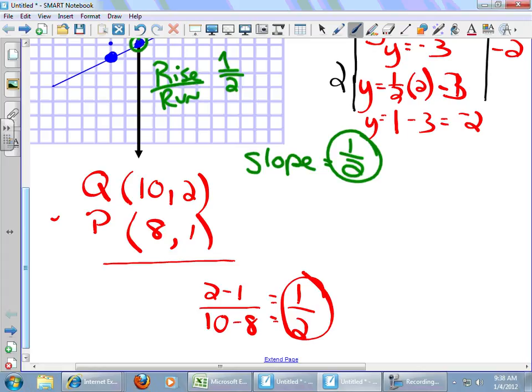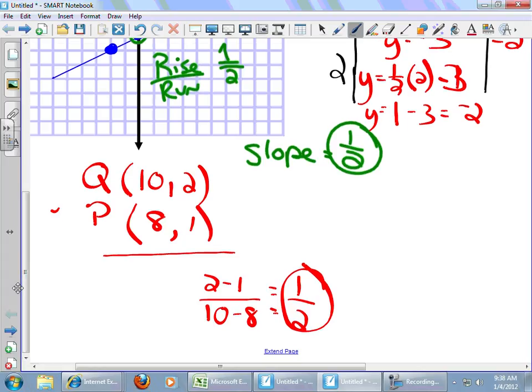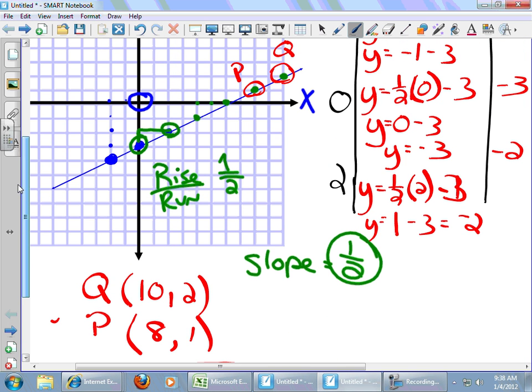Notice I did put my y's on the top because the difference in y's gives you the rise. In other words, the y's rise to the top. So what I'm trying to show you is I can figure out the slope of a line going through 2 points without even seeing the line, without taking all the time to graph it.